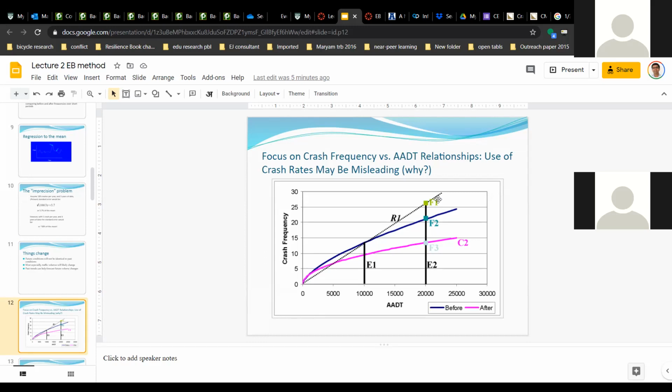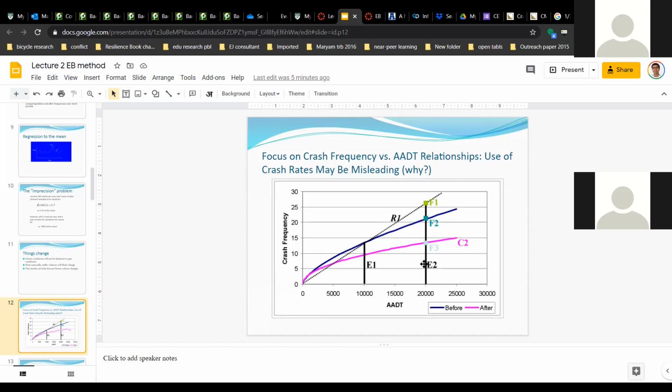That before the intervention, you might have a different nonlinear relationship between average daily traffic and crashes, and then dividing by ADT would not work. And making matters even worse, you might end up with an even different relationship post-intervention, and that could cause problems as well.